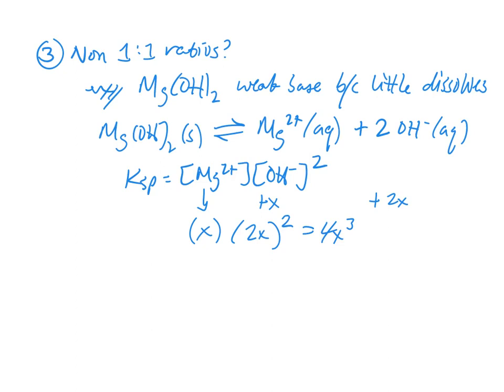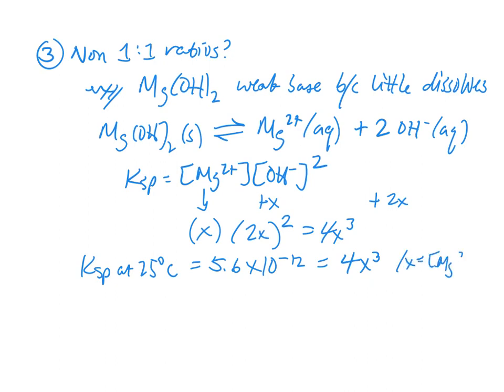You can also have ions where the ratio is 1-to-3. Then you get a 27x to the fourth situation, and the math gets a little bit crazier. So we can do a quick example problem here and then shut it down for the day. So for instance, KSP at 25 Celsius for magnesium hydroxide is equal to 5.6 times 10 to the negative 12th. And if that would equal the 4x cubed situation that we just described, where x represents Mg2+, which we'll talk about why that's the case here in just a moment, then if we divide that, you get 1.4 times 10 to the negative 12th equals x cubed.